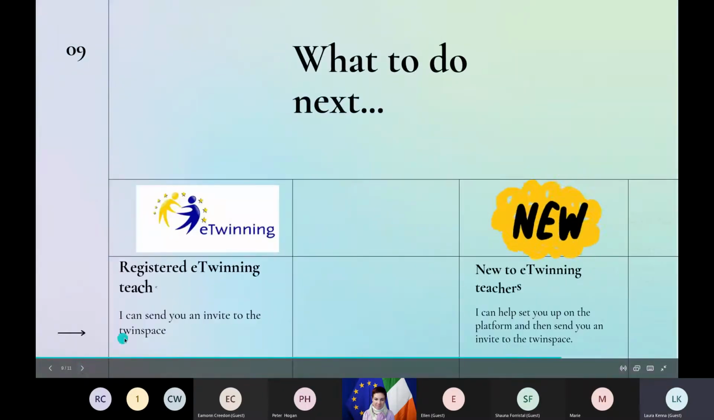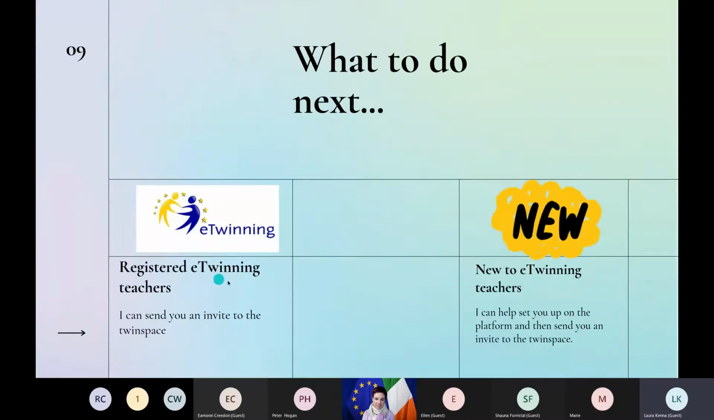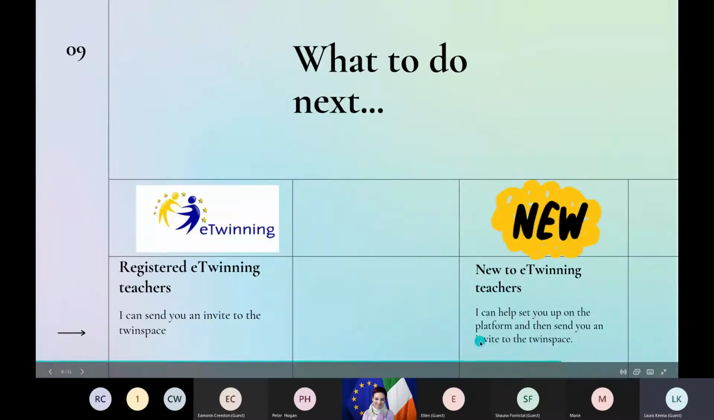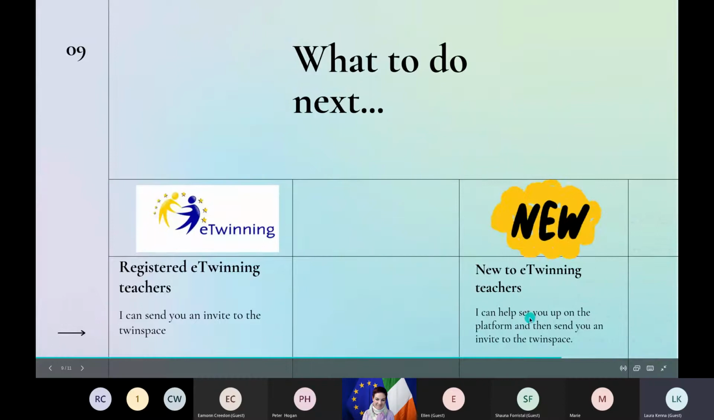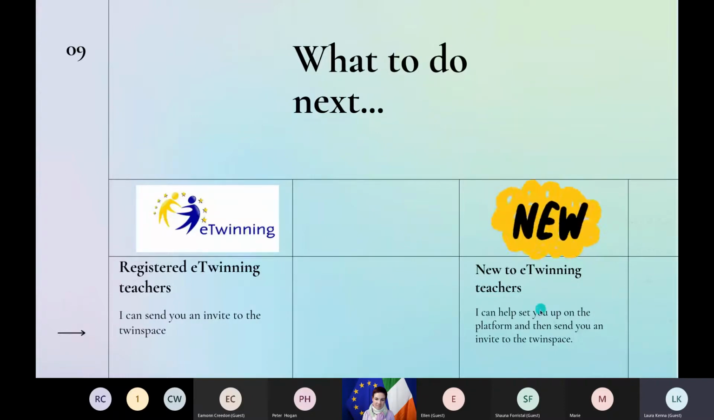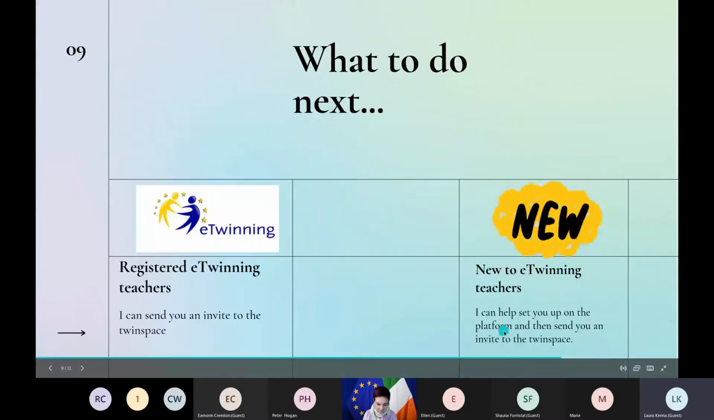Now, I guess none of you are registered on the eTwinning platform. So if you're not registered, then we move over here to the new eTwinning teachers. If you would like to register on the eTwinning platform, we'll put the website in the chat in a second. Once you're registered, I can help you to register if you would like. And once you are registered, I will send you an invite to what we call the Twin Space. This is where the project is hosted on the eTwinning platform.